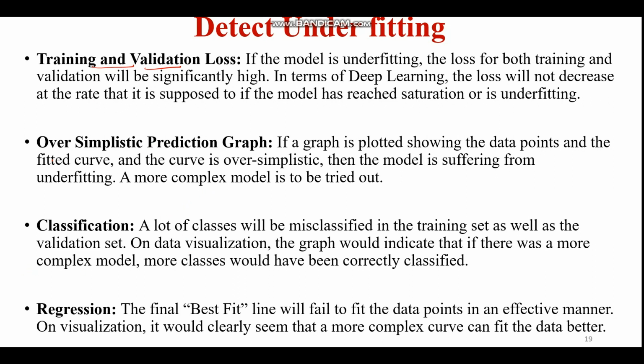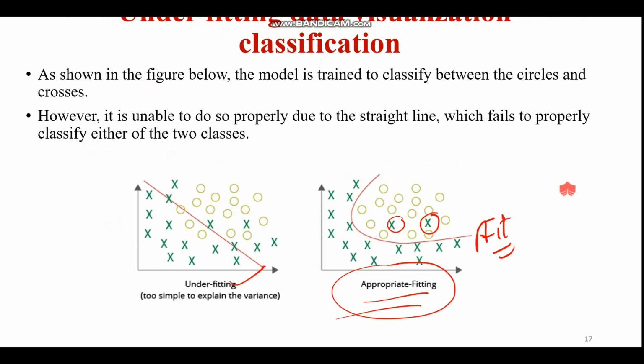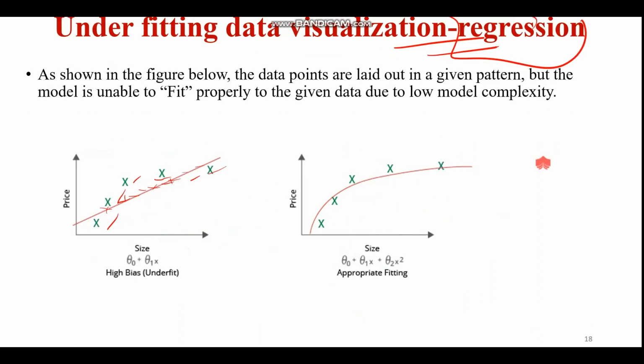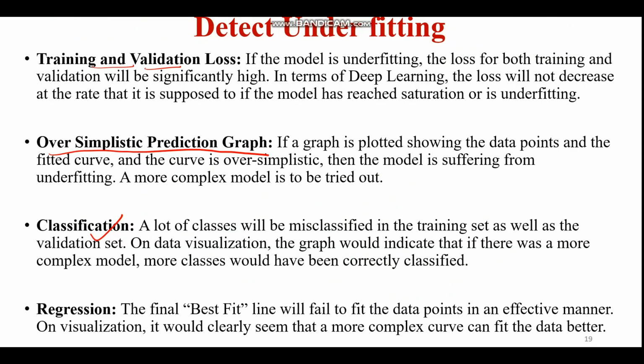And the next thing that comes is an oversimplistic prediction graph. In this case, the graph that is plotted for the data points is very simple. It is simply a fitted curve, and the curve is too simple, which represents that the model is suffering from underfitting. Then the classification, as we have seen in the previous diagram. So this is how we can identify underfitting in classification and in regression.